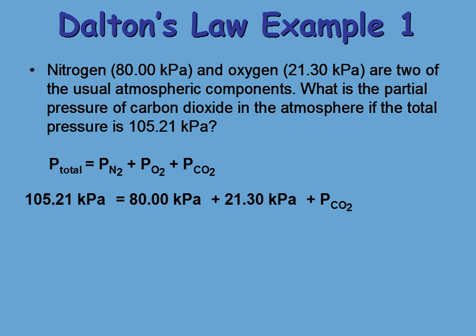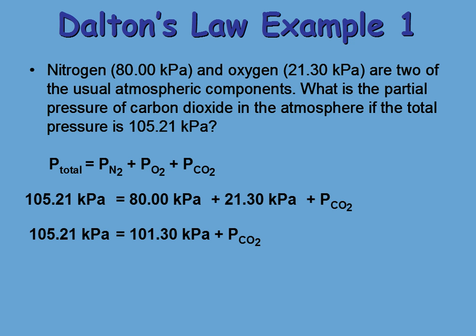To find the pressure of CO2, we're going to apply our algebra rules. We all have our pressures in kPa, so that's consistent, and they all have two decimal places. And when we add and subtract, we want to round our answers to the fewest decimal places, so our final answer should have 2 in terms of decimal places. Before we get there, we need to combine our constants on the right side of our equal sign. So we're going to add 80 and 21.3 together. And when we do that, we get that 105.21 is equal to 101.30 kPa plus the partial pressure of CO2.